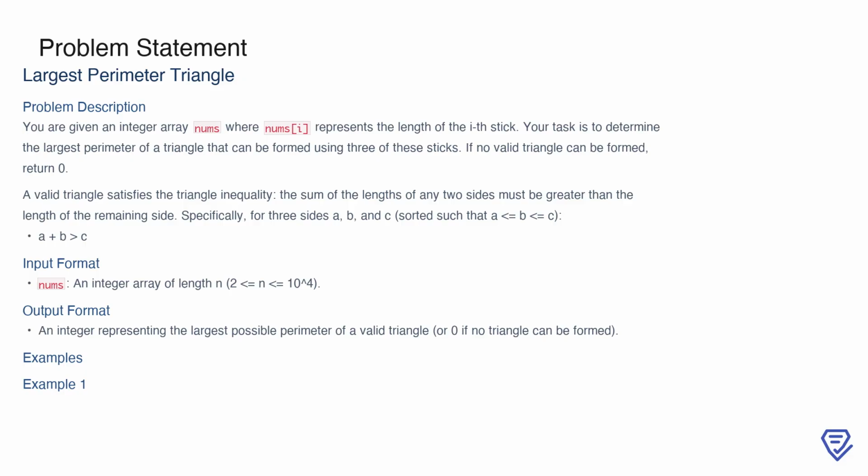Finally, you'll be given an integer array nums with a length between 2 and 10,000, and each stick length will be between 1 and 1 million. The output will be a single integer, which is either the largest possible perimeter or 0 if no triangle can be formed. Let's look at some examples to make this clearer.